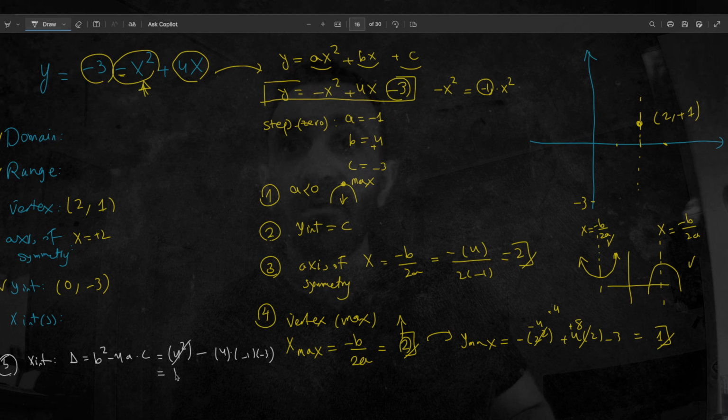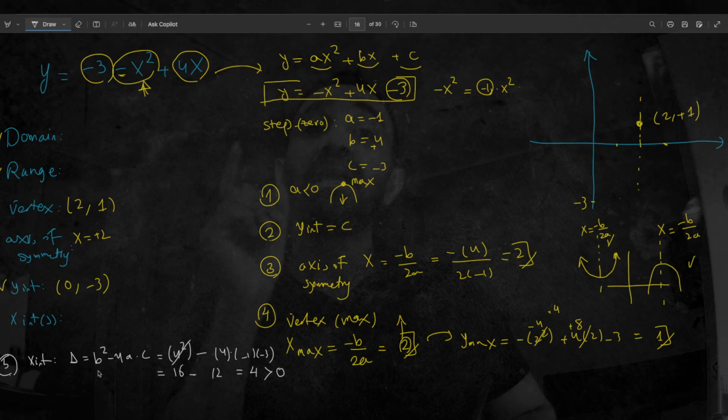So 4 to the power of 2, 16, minus 4 times 1 times 3 gives you 12, and minus times minus gives you plus. So 16 minus 12 is 4. Since delta is positive, you have 2 x-intercepts. Let's recap it. If delta is positive, 2 x-intercepts. If delta equals 0, 1 x-intercept. And if delta is negative, no x-intercepts.